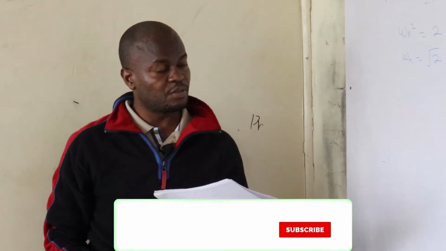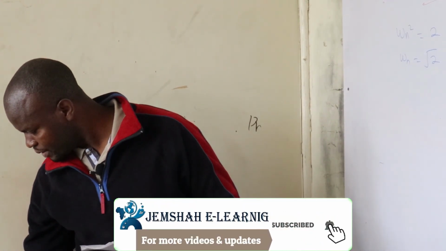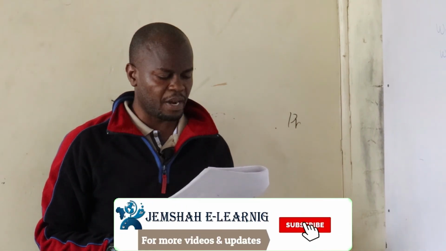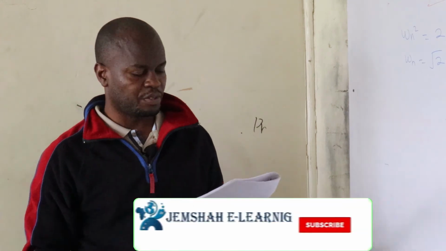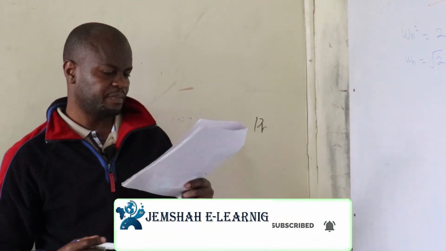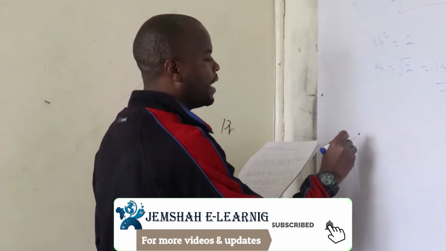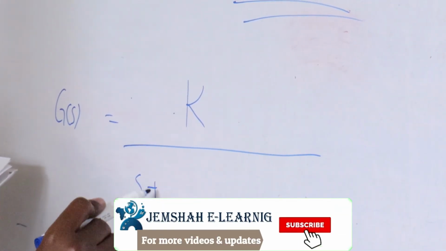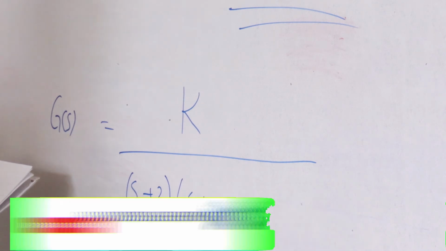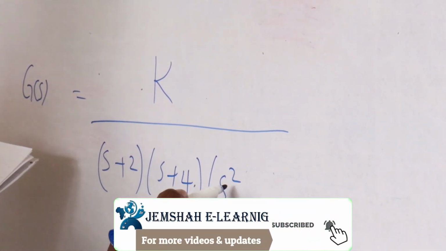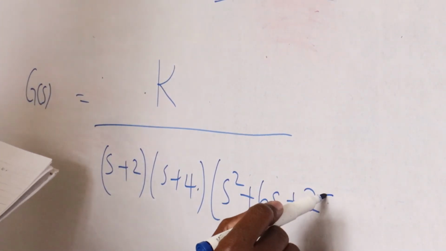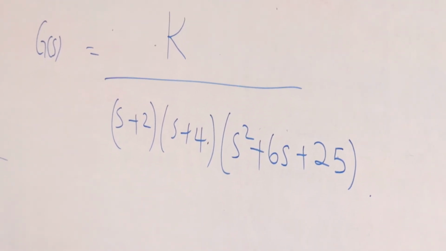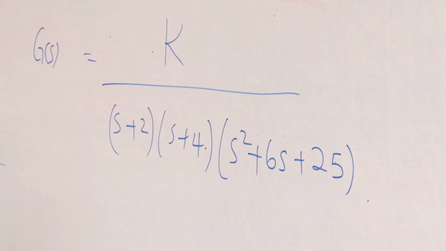Write down this. The open loop transfer function of a unity feedback control system is given by G(s) equals K all over (s plus 2)(s plus 4)(s squared plus 6s plus 25).